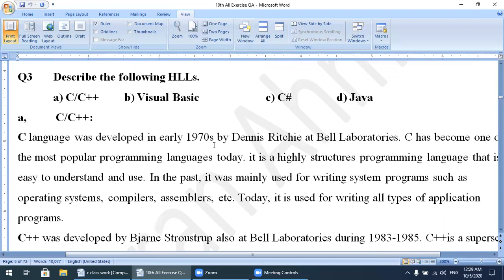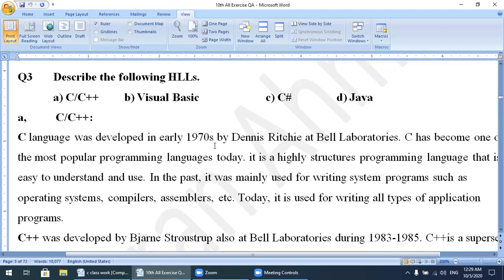It is a highly structured programming language. In structured or procedural languages, three things are involved: input, process, and output. Different kinds of things are used in structured programming. For example, decision control is used, loop control is used, and different kinds of functions can be used. This is known as structured programming.